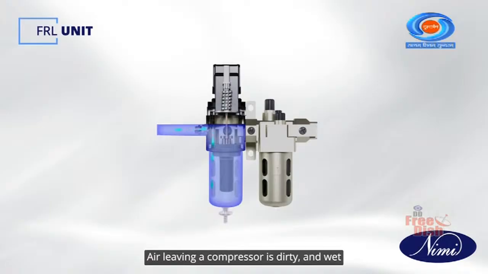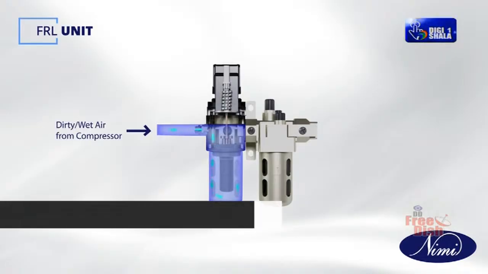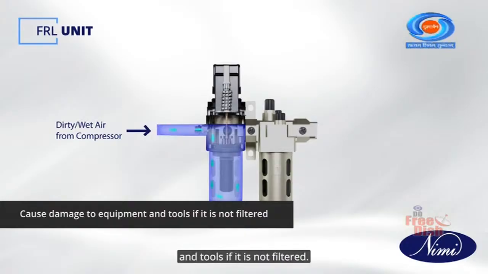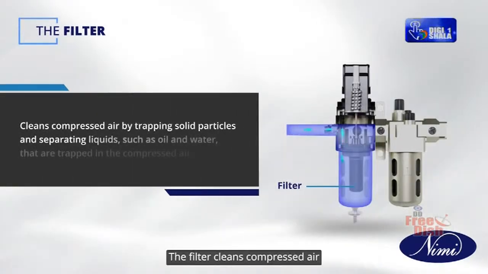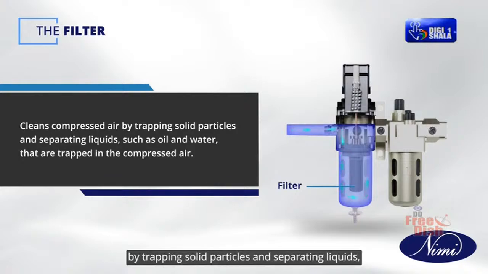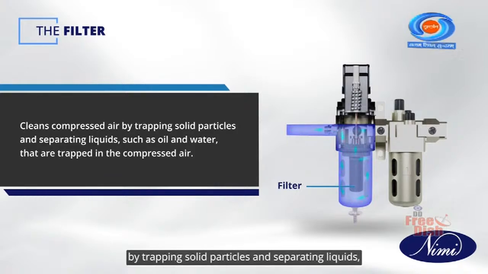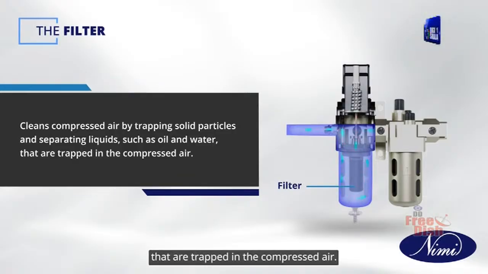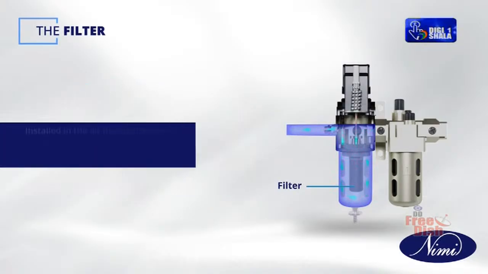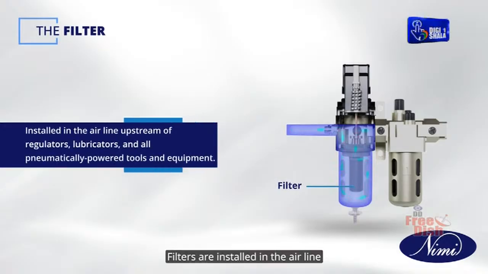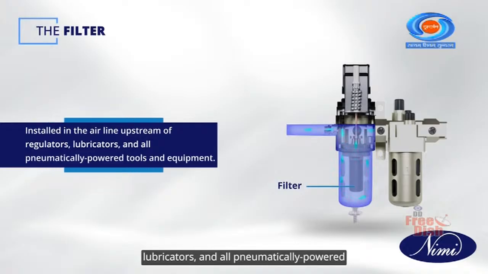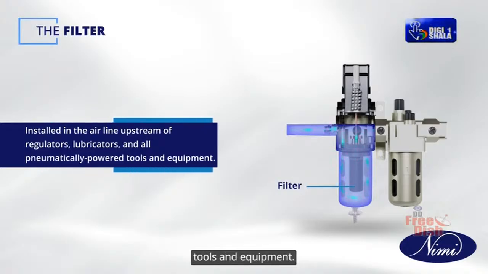Air leaving a compressor is dirty and wet, and it will cause damage to equipment and tools if it is not filtered. The filter cleans compressed air by trapping solid particles and separating liquids such as oil and water that are trapped in the compressed air. Filters are installed in the air line upstream of regulators, lubricators, and all pneumatically powered tools and equipment.